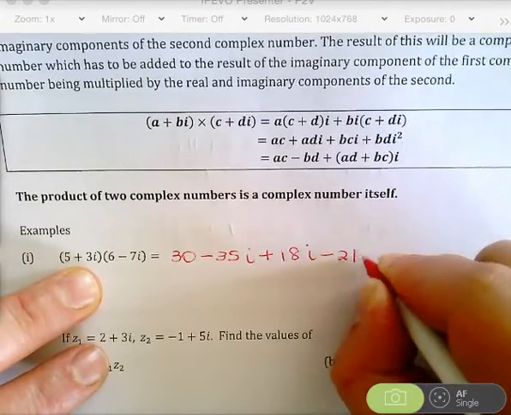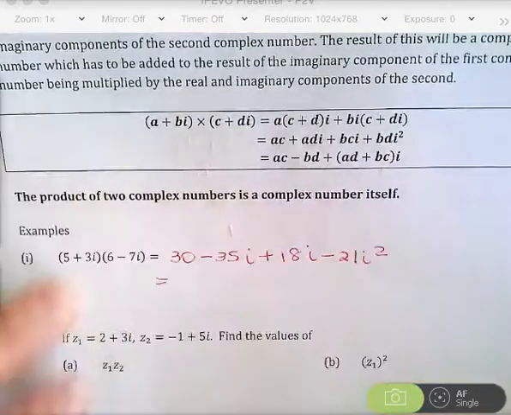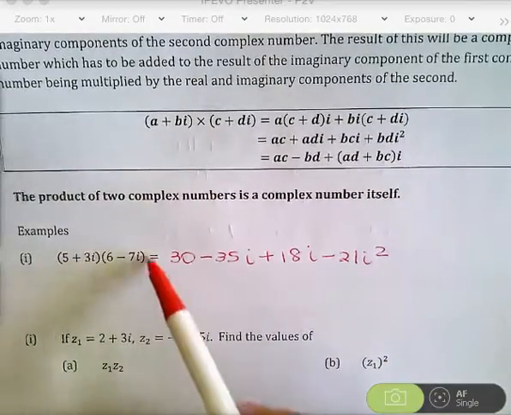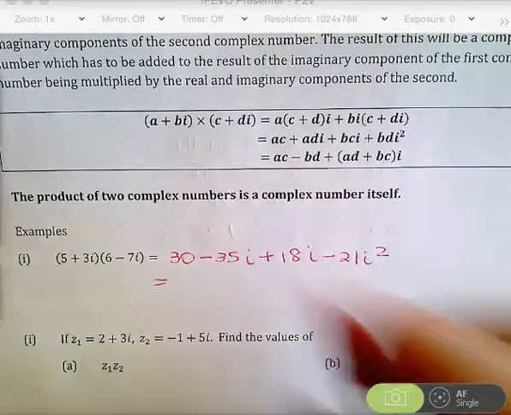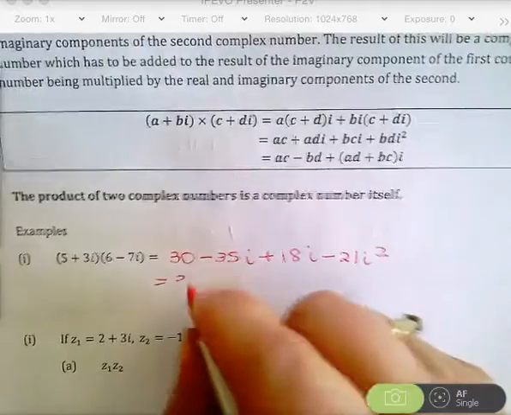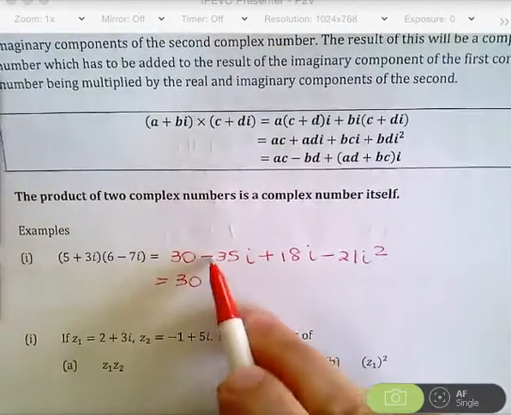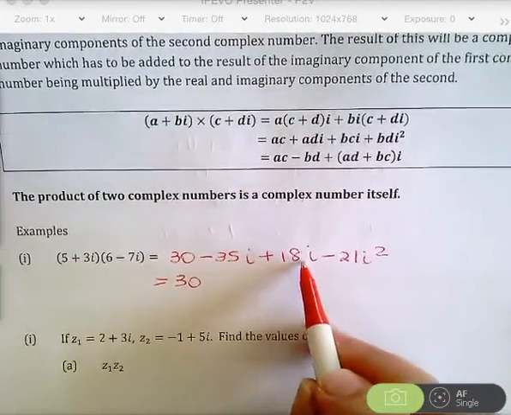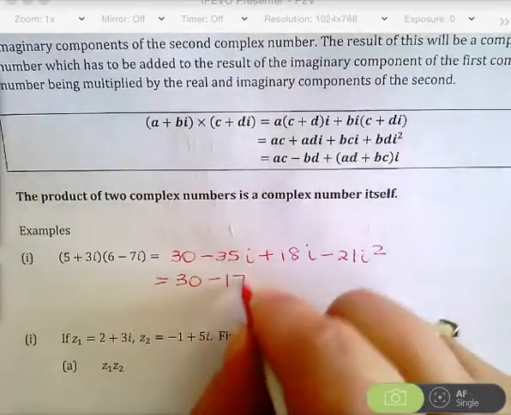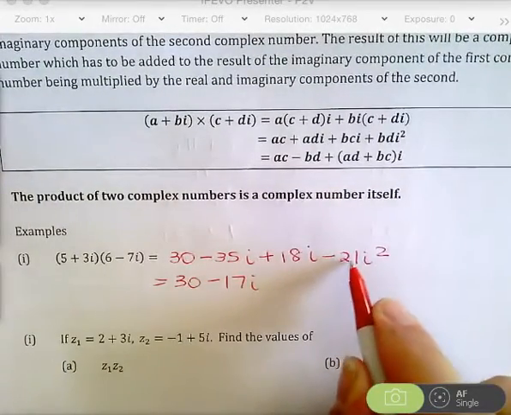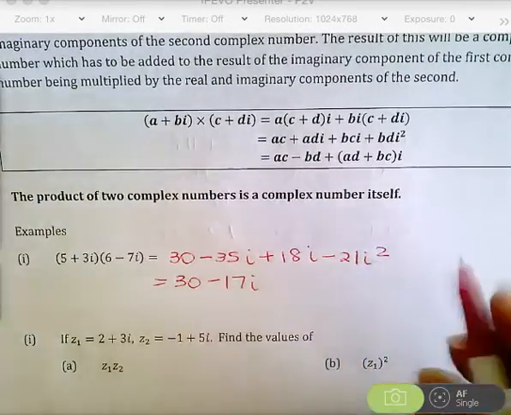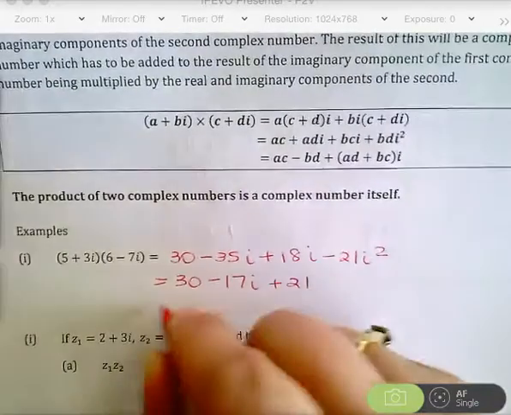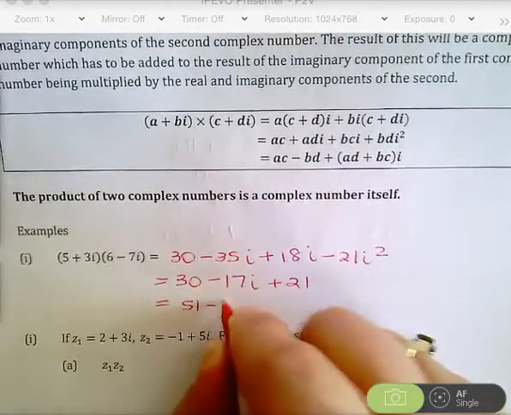21i squared. We need to fix the i squared up. So 3i times minus 7i is minus 21i squared. So what have we got? 30. What's minus 35i plus 18i? Minus 17i. Now this becomes minus 21 times minus 1, which is plus 21. Therefore, that's equal to 51 minus 17i.